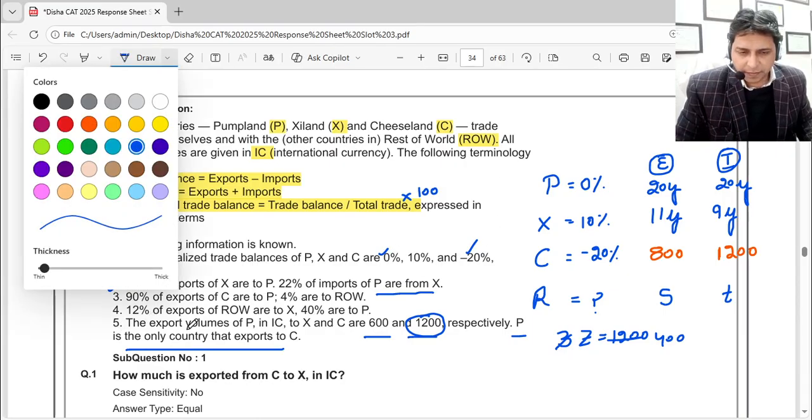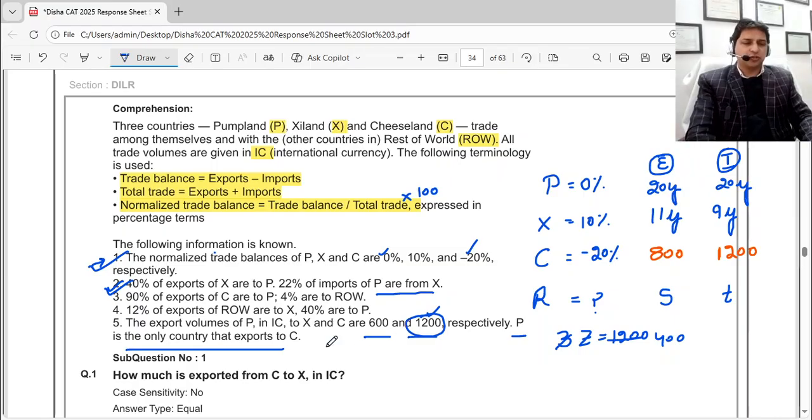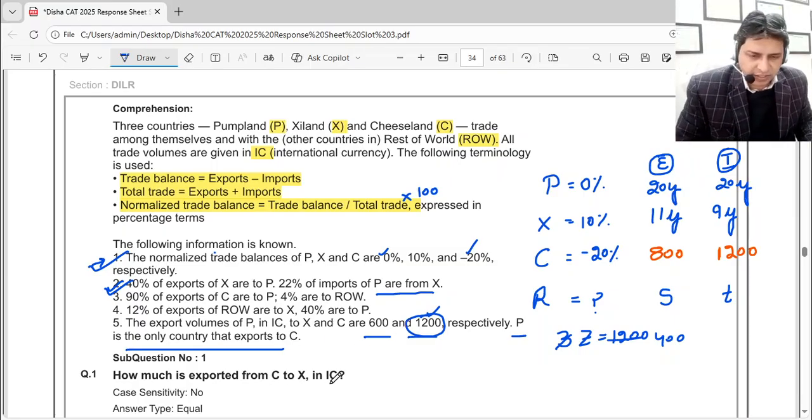Now there is certain information which we have not used yet. So we'll use it later on. Till now we have used these two pieces of information, first and second, and we have used this information also. Let's look at the first question first of all. How much is exported from C to X? Now from C to X, how much was exported?